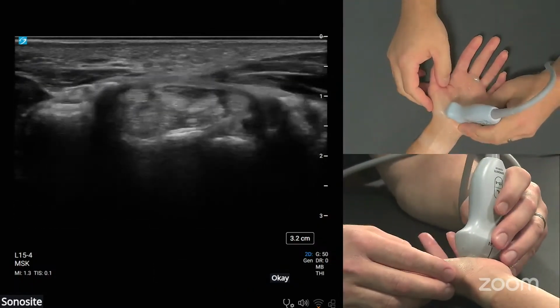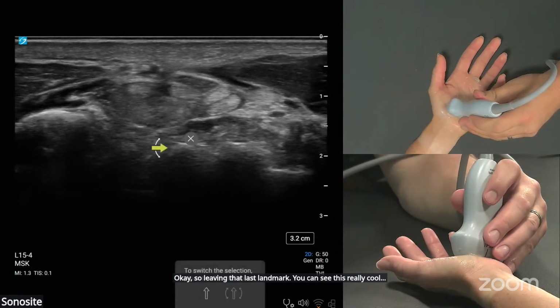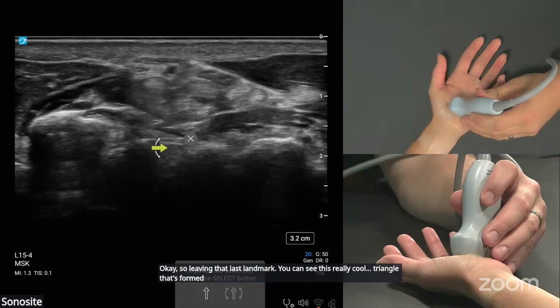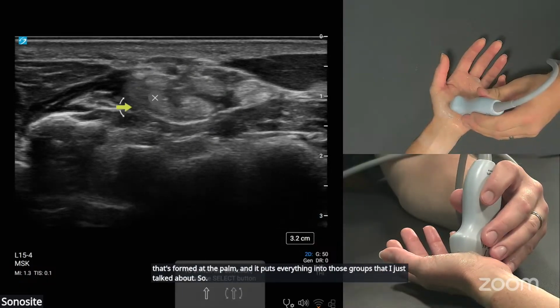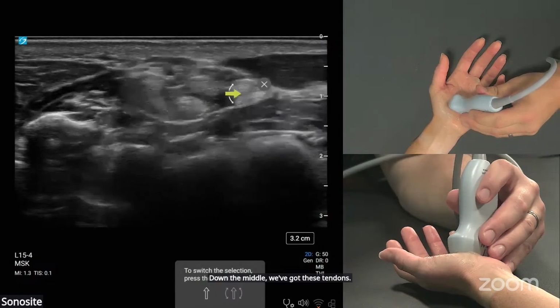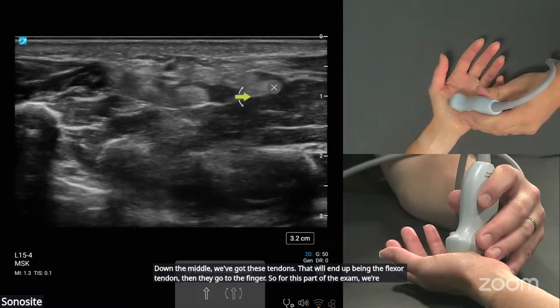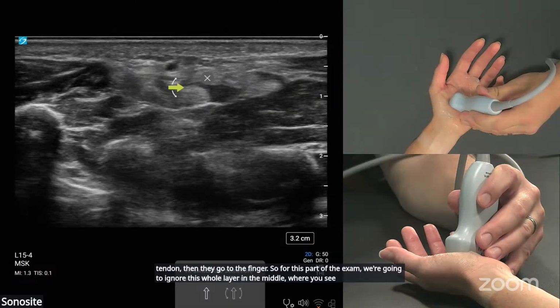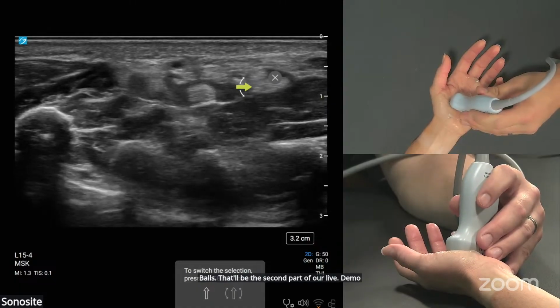Okay, so leaving that last landmark, you can see this really cool triangle that's formed at the palm, and it puts everything into those groups that I just talked about. So down the middle, we've got these tendons that will end up being the flexor tendons, and they go to the finger. So for this part of the exam, we're going to ignore this whole layer in the middle where you see these stacked balls. That'll be the second part of our live demo, or third.